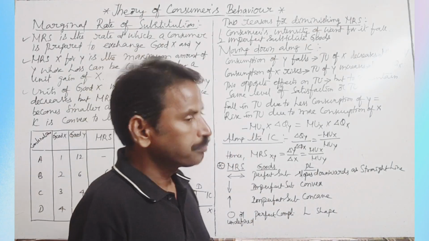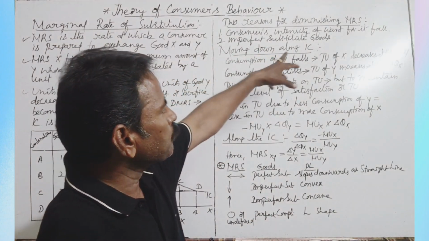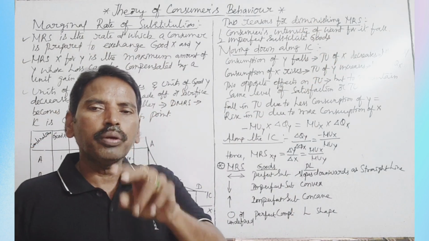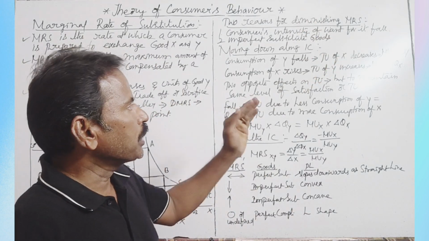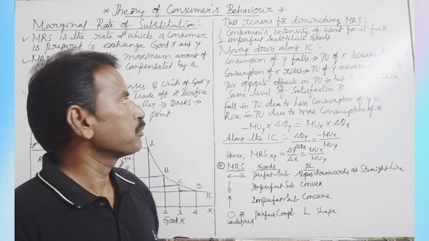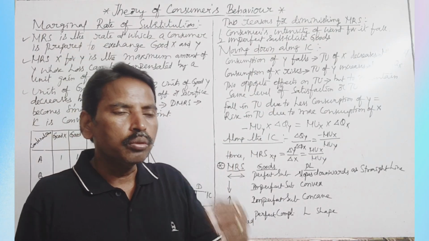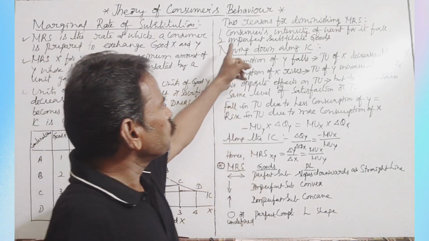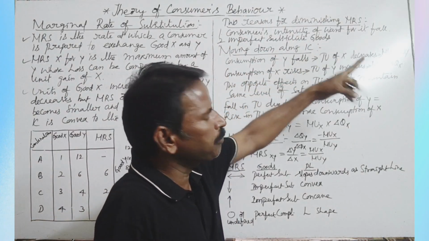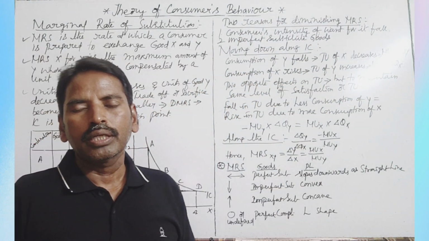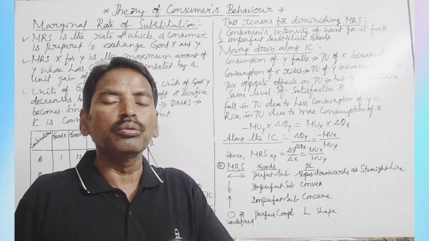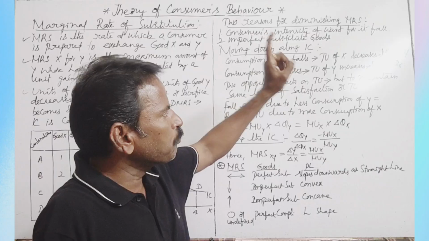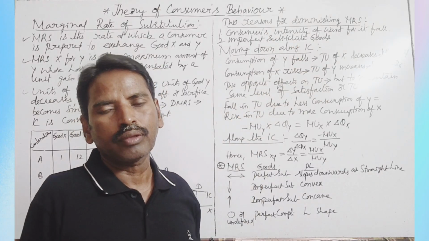Next, two reasons for diminishing MRS. There are two important reasons why MRS is diminishing. One is, as the consumer prefers more and more units of a good, the consumer's intensity of want for it falls.